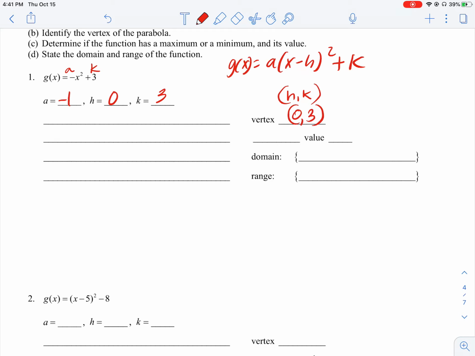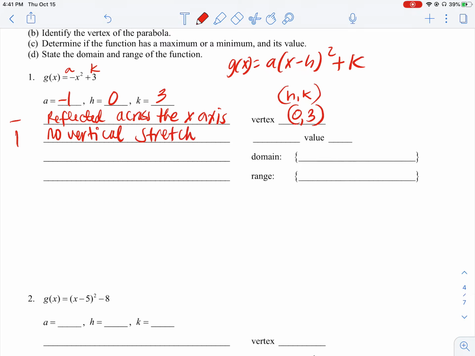Because the sign of A is negative, I would say that this is reflected across the x-axis. Now the value of A, remember, if the value of A is greater than 1, I say vertically stretched. If the value of A is lower than 1 or between 0 and 1, I will say shrunk. If it's a 1, I would say no vertical stretch.